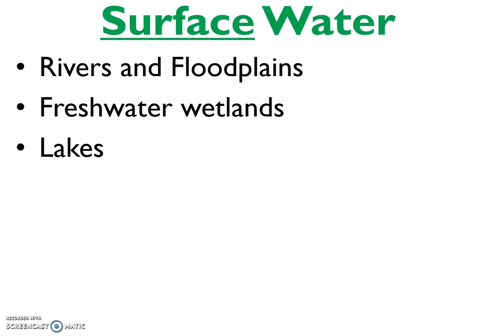The second category is freshwater wetlands. Freshwater wetlands are areas that are submerged in water, at least partially or completely at various periods during the year. Freshwater wetlands are important to all living things because they can help to absorb storms and other types of damage.